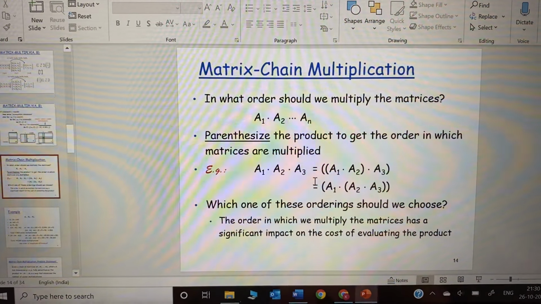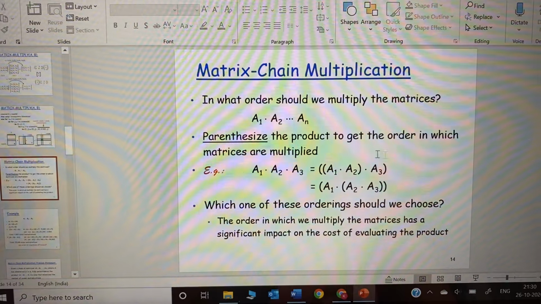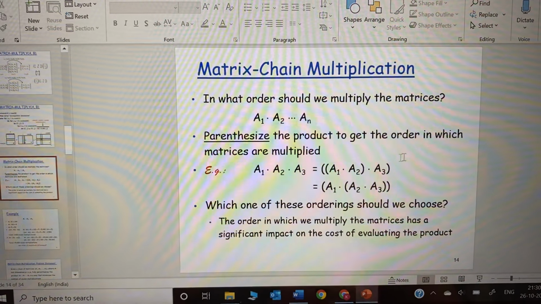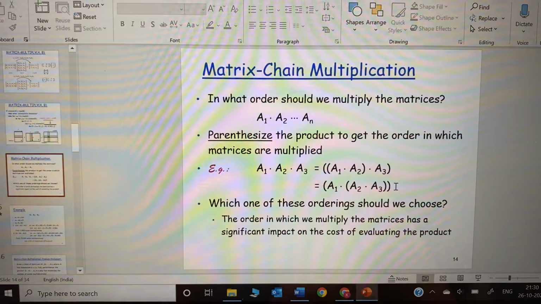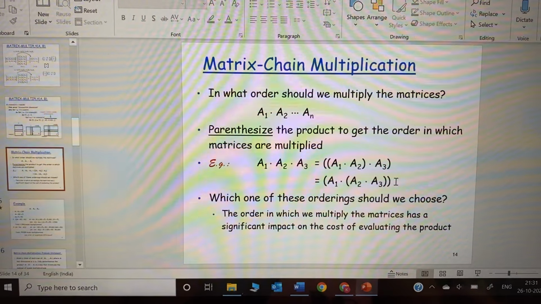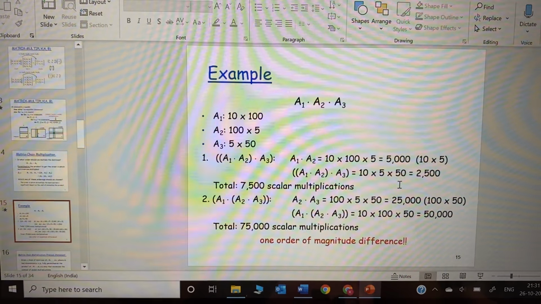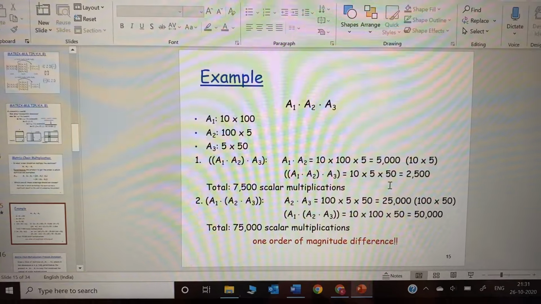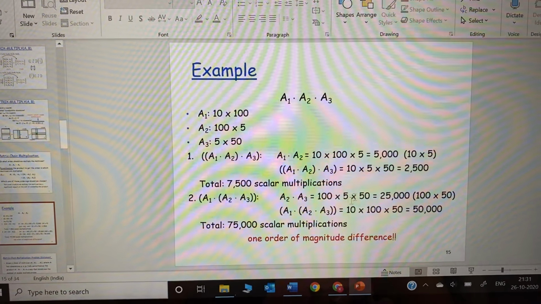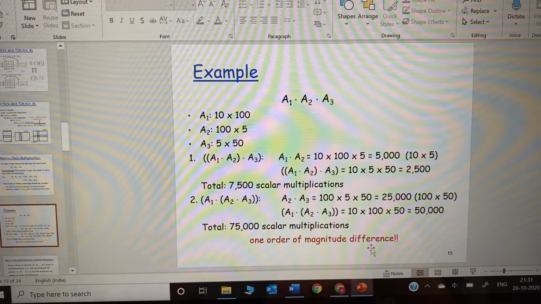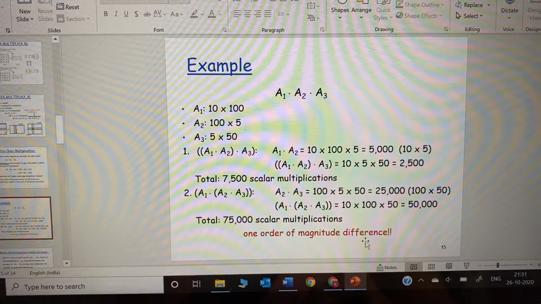Suppose there are n number of matrices, we may not know this order. So how will we choose this order? This has a significant impact on evaluating the product of those matrices and its cost. So here we need to find the order of magnitude and what is the difference between them.